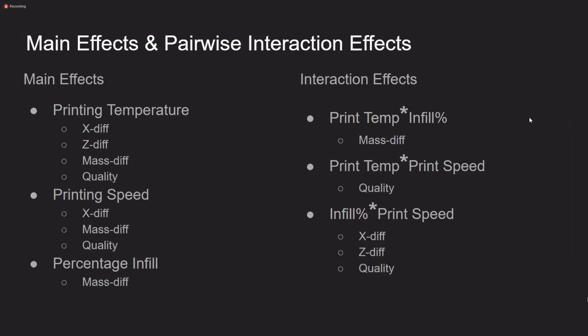So here's a summary of the main effects and interaction effects. The main effect of printing temperature was significant for pretty much everything except the Y directional differences. Printing speed also had a big effect on the mass, quality, and X-dimensional accuracy. Percentage infill by itself didn't really have an effect on dimensional accuracy or quality, but the interaction effect of infill percentage and print speed did have a pretty significant effect on quality and dimensional accuracy. Printing temperature and printing speed also had an interaction effect for quality, and print temp and infill percentage had a mass difference.